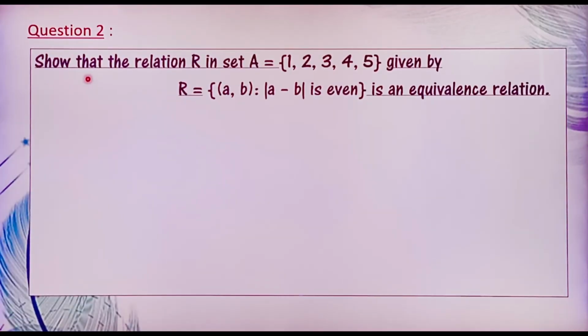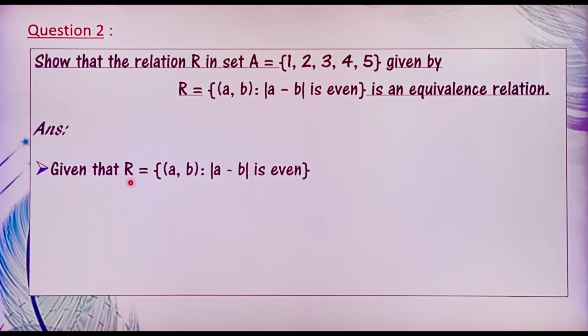Show that the relation R in a set A = {1, 2, 3, 4, 5} given by R = {(a, b) : |a − b| is even} is an equivalence relation. According to the given condition, the absolute value of a minus b must be even. For an equivalence relation, we have to prove that R is reflexive, symmetric and also transitive.